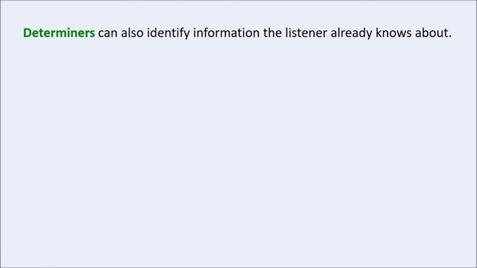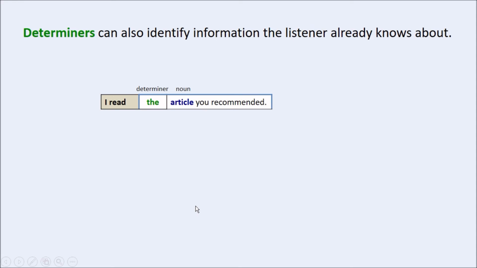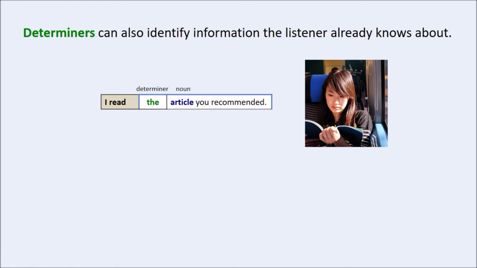They can also identify information about something you already know. In the previous one, this is the first time you listened about the interesting article. That's why you're using this indefinite article, a. But in this case, if you say, I read the article you recommended, it's because this is not the first time the listener hears about the article. That's why now we can use the definite article.